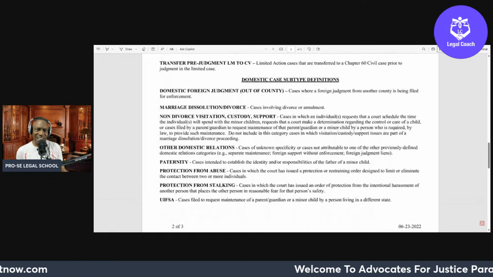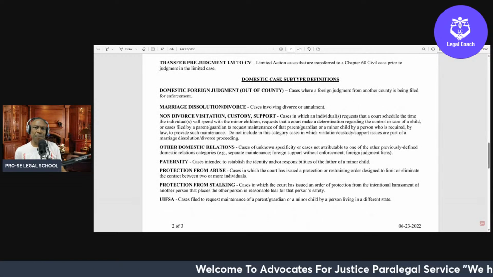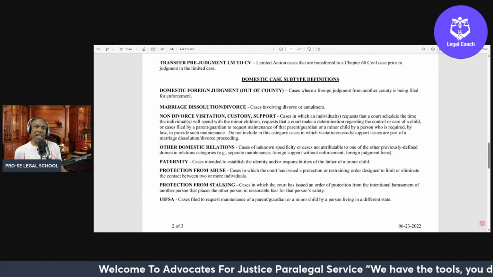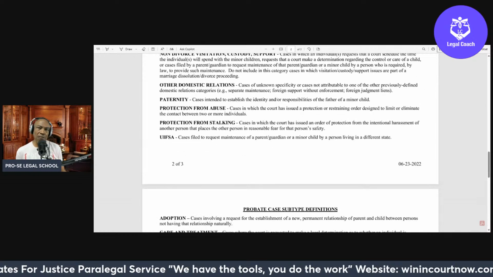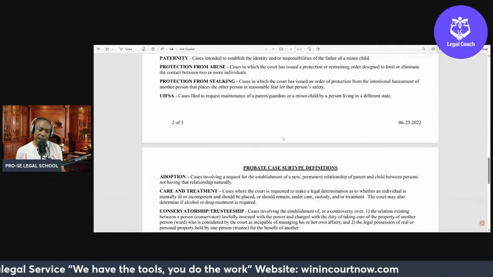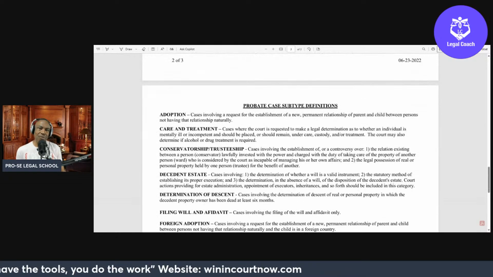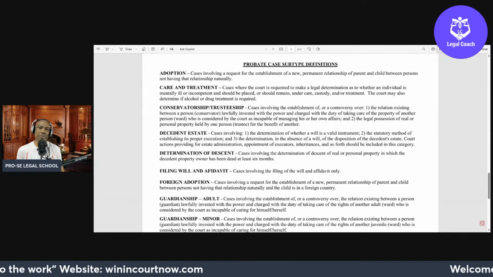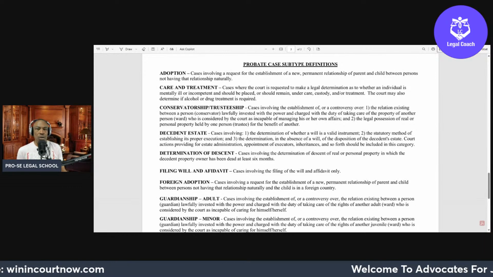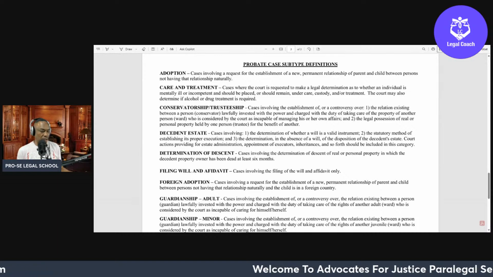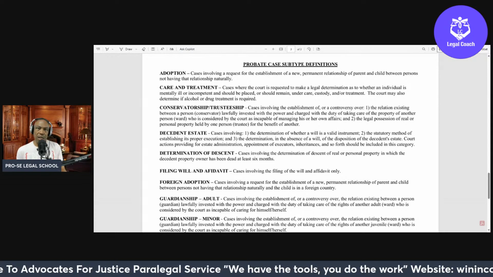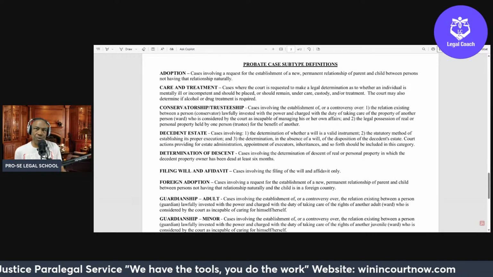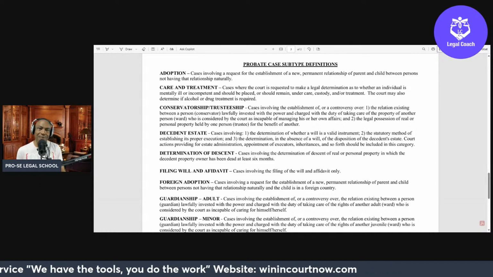I wonder who put this stuff together. So these are all of the definitions of the words that they have in. Now, some of these aren't in the actual cover sheet, but they're in other documents that have to do with conservatorship, care and treatment, adoption, probate cases, all of these.